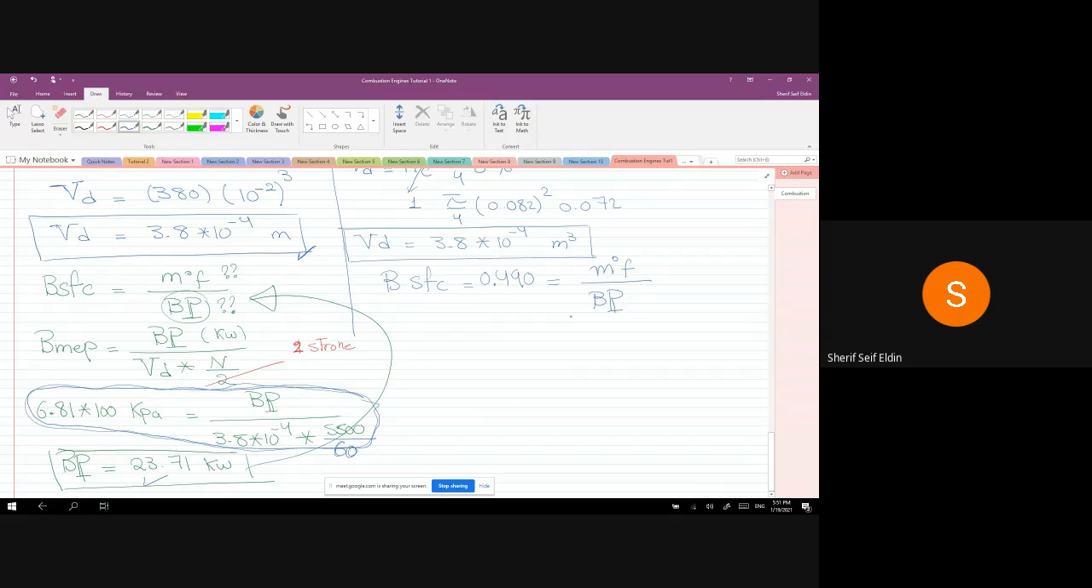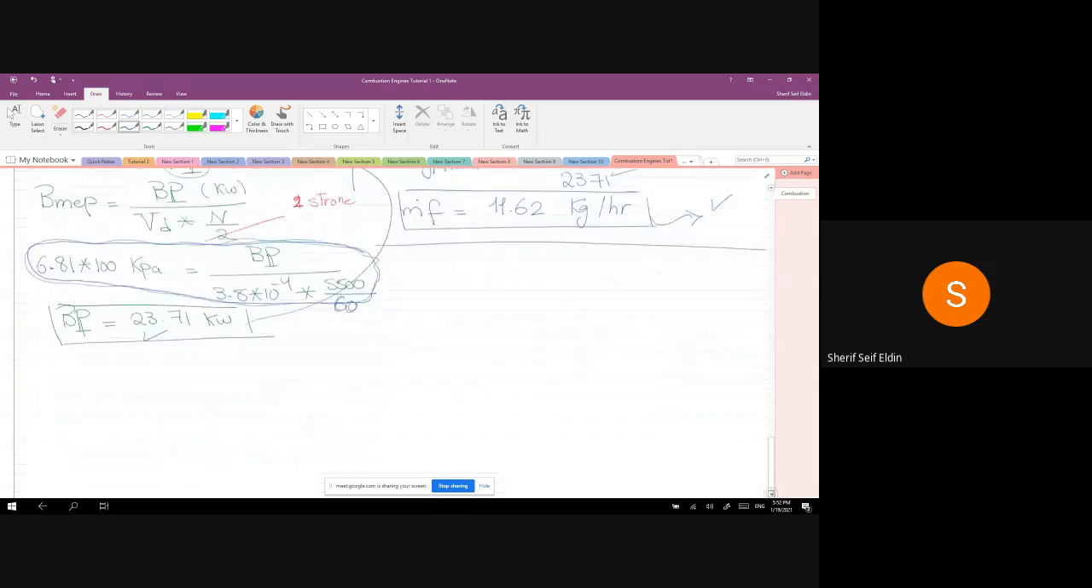And M dot fuel, then we can get M dot fuel out of here. So the brake power we get 23.71. M dot fuel in that case is going to be 11.62 kilogram per hour, because this is kilogram per kilowatt hour, and this one is in kilowatt. All right, so that's for M dot fuel.